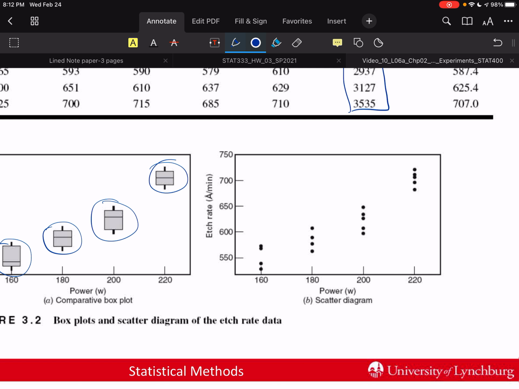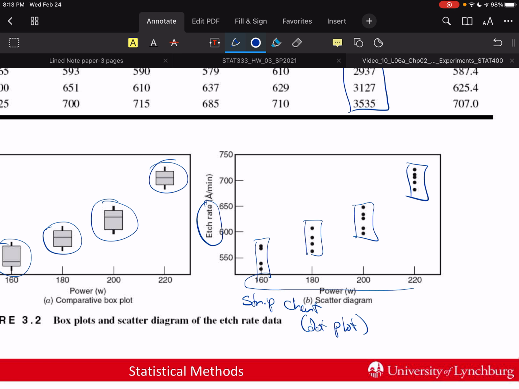And then this is, they call it a scatter diagram, but it's also a strip chart or a dot plot. Okay, but you can call it a scatter plot, but it's actually 4 scatter plots on one, but it's linear. I don't consider this much of a scatter plot, but I guess you could technically say that it is. So we have etch rate on the y-axis. That's our response. Our input variable is the power at these 4 different levels. And again, you see that generally speaking, as the power increases, the etch rate increases.